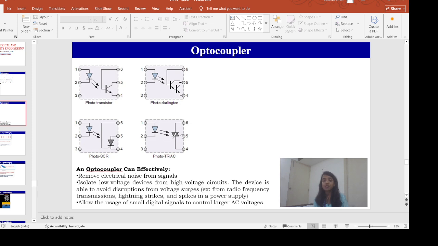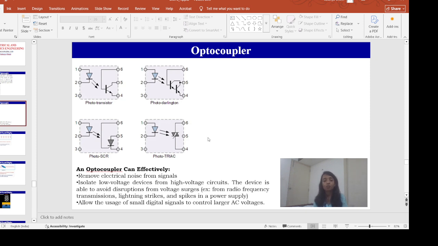Next, here we are using a triac at the receiver side. Triac is triode for alternating current. The full form of triac is triode for alternating current. Here at the receiver side, two SCRs are connected back to back, and these SCRs are getting their required trigger supply from this infrared LED, and it will convert that light energy to electrical energy.